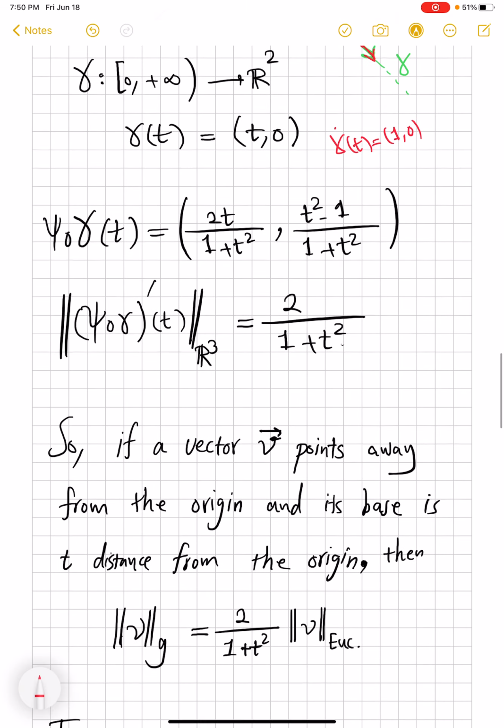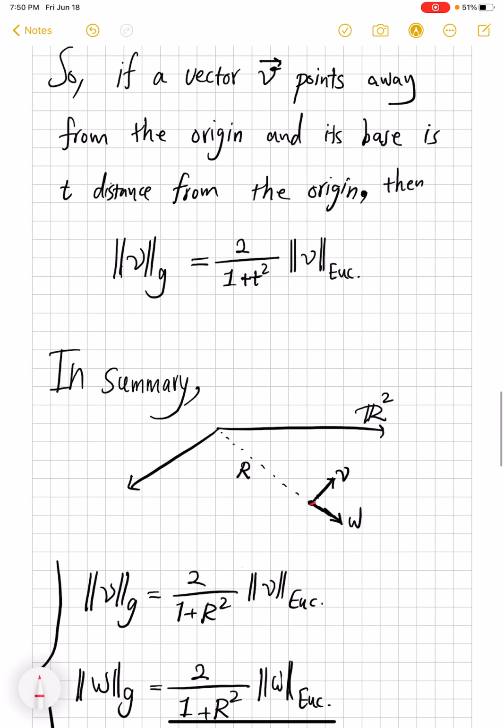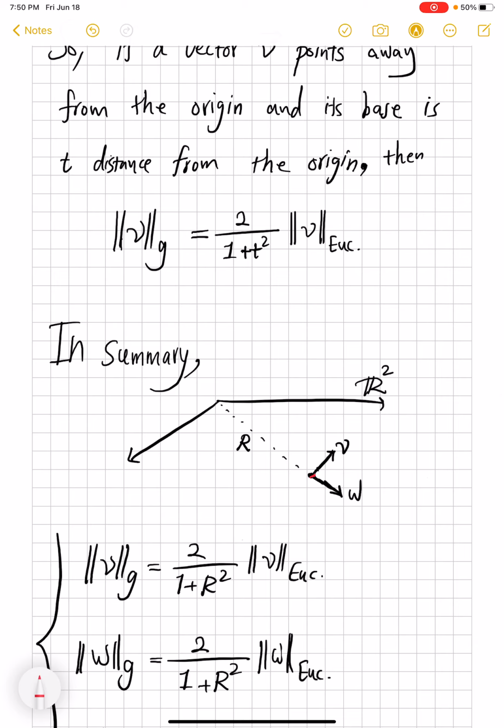And putting these together, what I have computed is that for such vectors v that are perpendicular to the radial direction, or those that are parallel to the radial direction, the G norm is just 2 over 1 plus r squared of the Euclidean norm. Is this enough to give me the G norm of any other vector? So if this is just a B, can I calculate the G norm of that? No, that information is not enough.